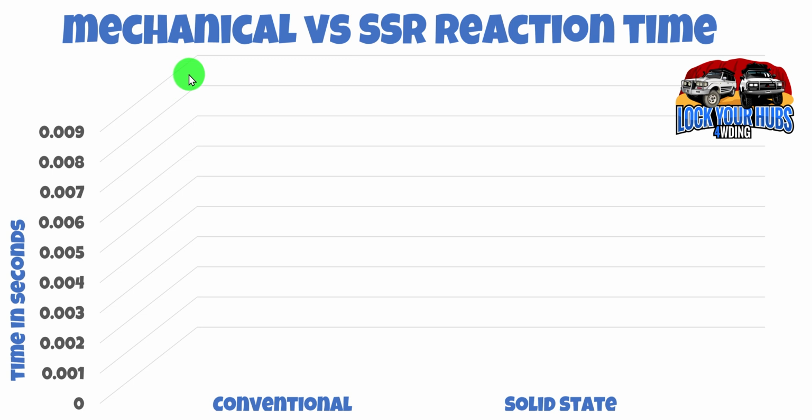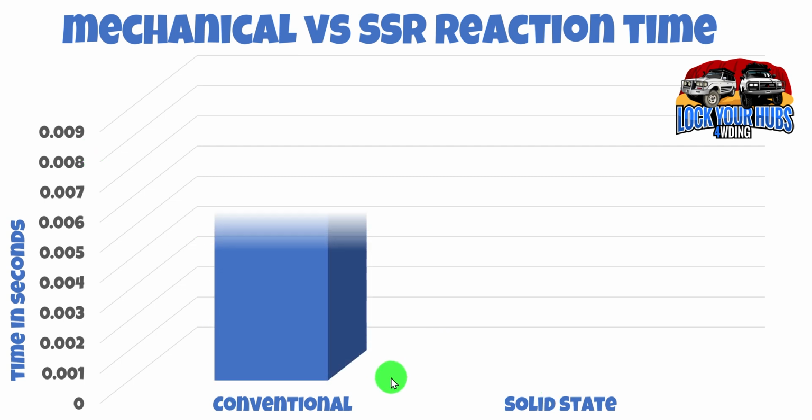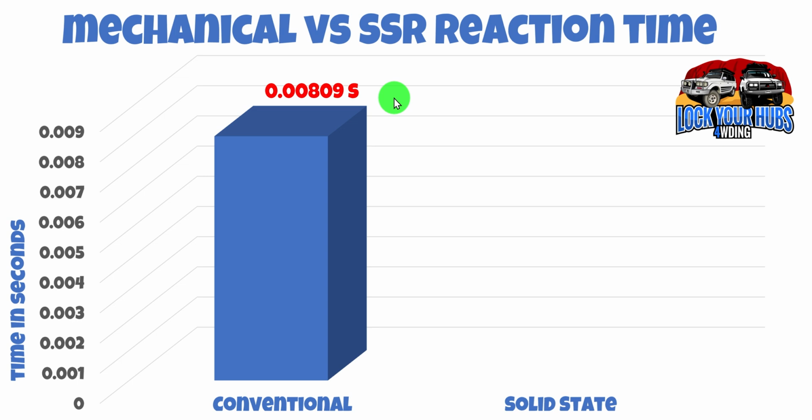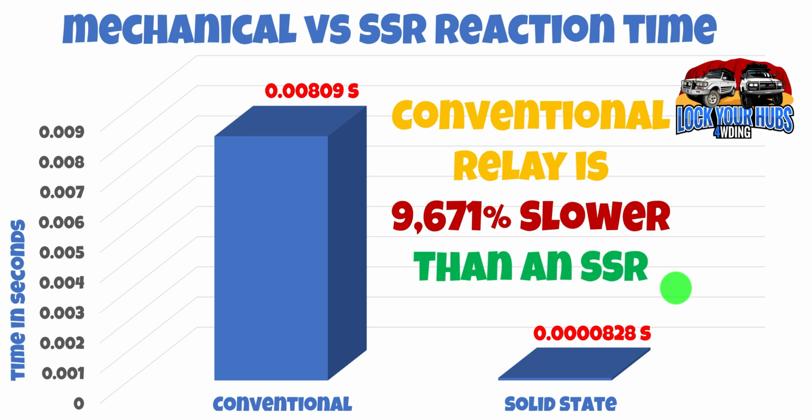And here we have it, the reaction times between mechanical and solid state relays. On the left hand side here, we've got the time in seconds. Along the bottom here, conventional and solid state. Let's have a look at the conventional relay first. That came in at a scrap over 8 milliseconds. What about the solid state? Well, that came in at 82 microseconds. So it's considerably smaller. In fact, the conventional relay is 9,671% slower than a solid state relay.